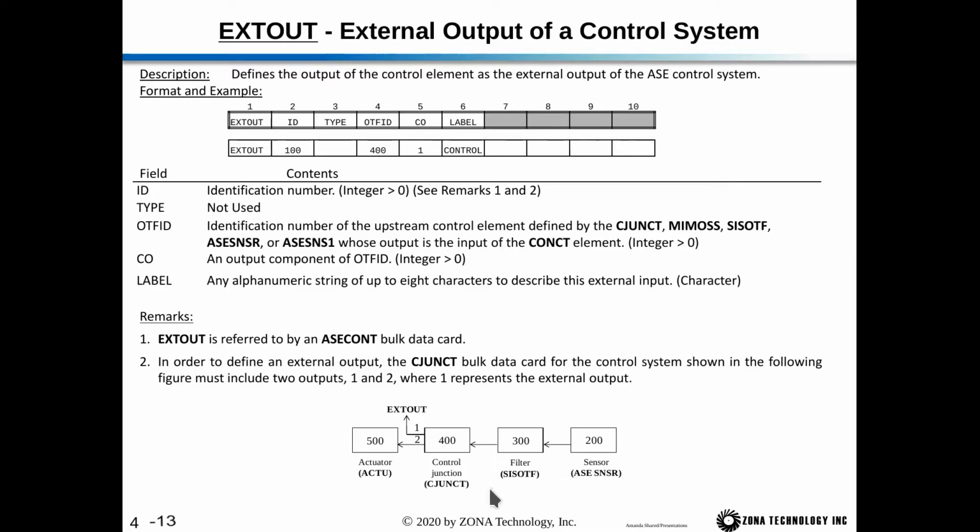So in this example here, we want to see what the output of, for example, this filter is. So we have a C-junct element control junction which splits the signal from the filter. So for example, if the C-junct D matrix is 1, 1, it just copies the output of the filter to both the actuator and the external output. So this EXTOUT card OTFID would be 400, and then the CO would be 1. Meanwhile, you would need a fixed connection card in between the C-junct and the actuator, which is not shown.